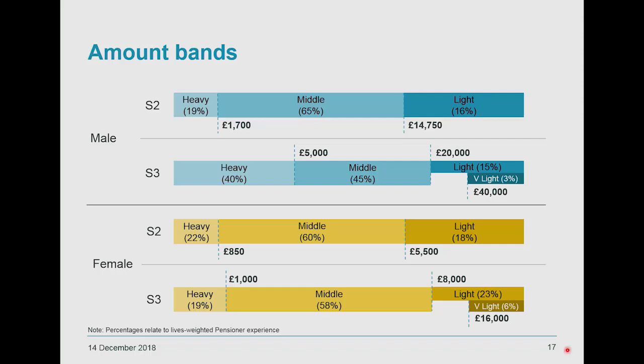For males, we can see both boundaries, the one between heavy and middle and between middle and light, move up significantly. The proportion of lives in the light band is similar to S2, but the split between heavy and mid changed considerably. They're now much more evenly split. What you can also see there is the very light tables as a subset of that light band. So for males, it's approximately only 3% of the top lives. For females, 6%. So we are really looking at the top end of our amounts range.